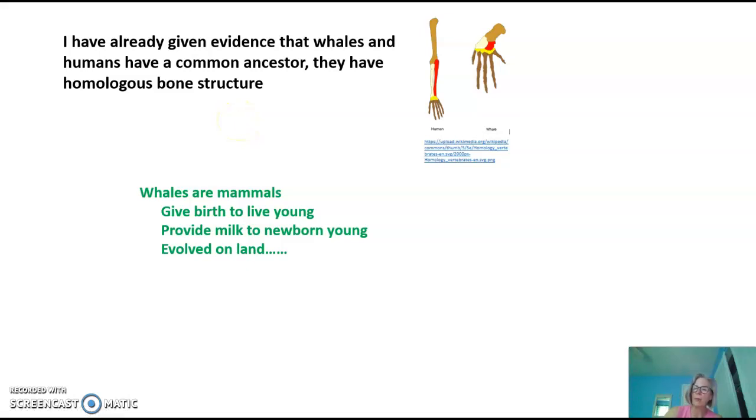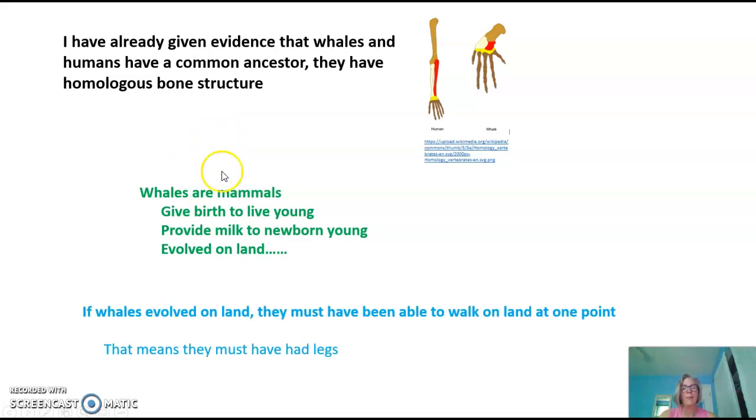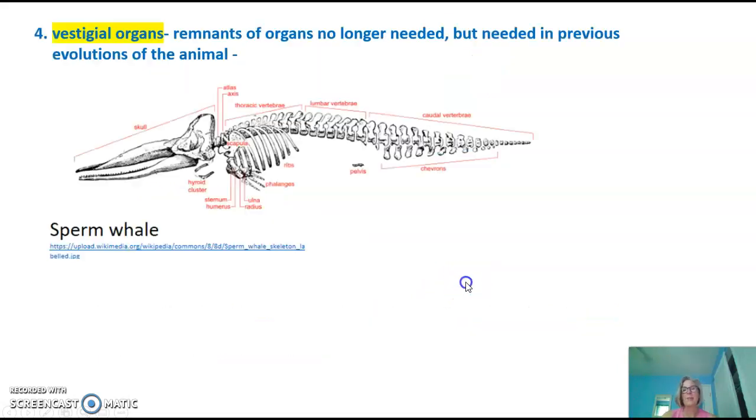And if whales are mammals, that means mammals must have evolved on land. And if whales evolved on land, they must have been able to walk on land at one point. And that means they must have had legs. So that brings us to something called vestigial organs.